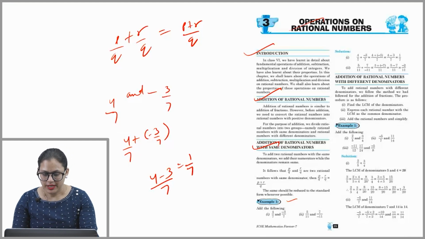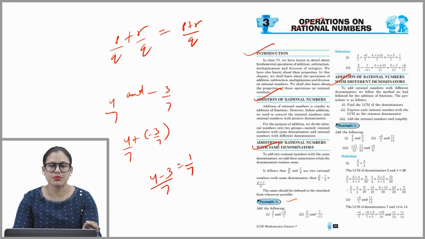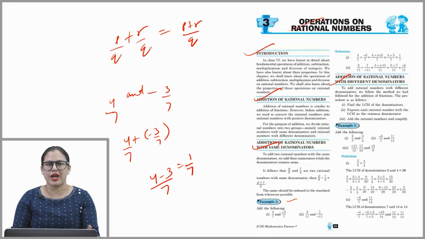Okay. Addition of rational numbers with different denominators. To add rational numbers with different denominators, we follow the method we had followed for the addition of fractions. The procedure is as follows. Number 1, find the LCM of the denominators. 2, express each rational number with the LCM as a common denominator. 3, add the rational numbers and simplify. Okay, like we used to do in a fraction also.